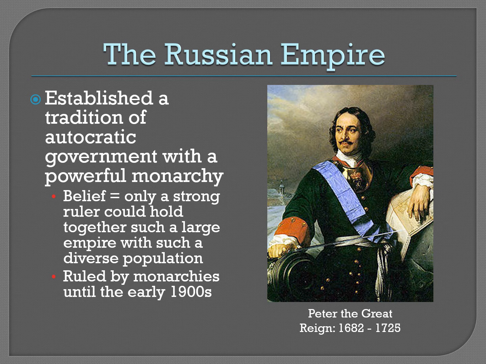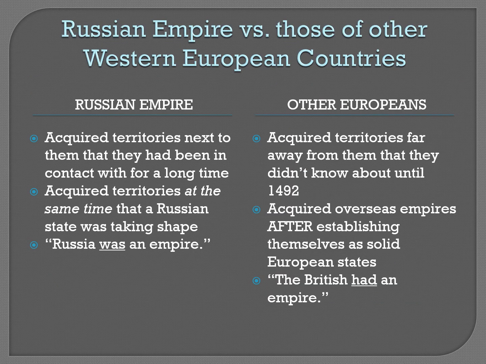So Russia is ruled by monarchs, strong monarchs for the most part, until the early 1900s when we go through that revolution, which we'll talk about later. So if we were to compare the Russian Empire with those of other Western European countries, we're going to see a couple interesting things here.